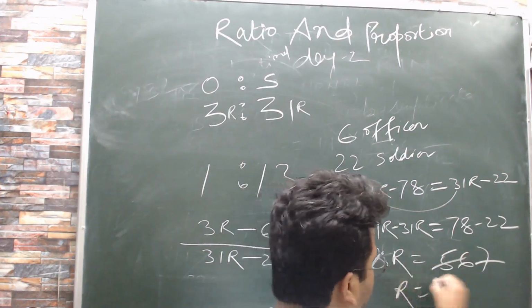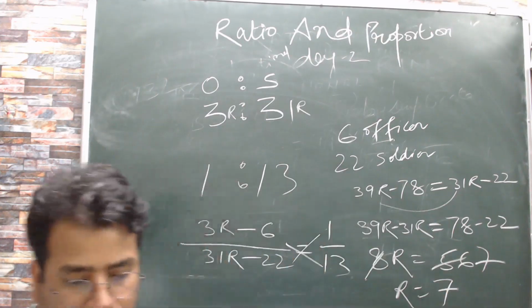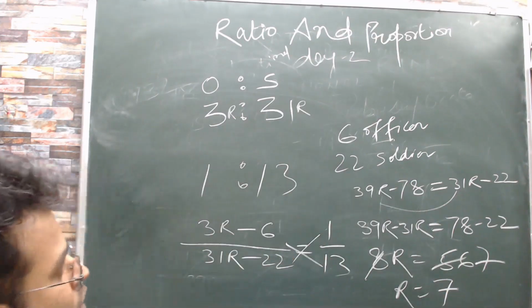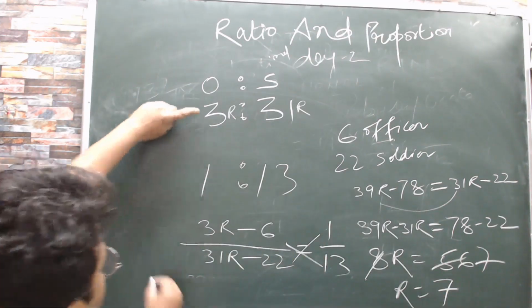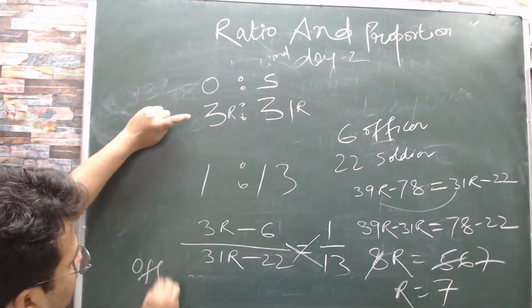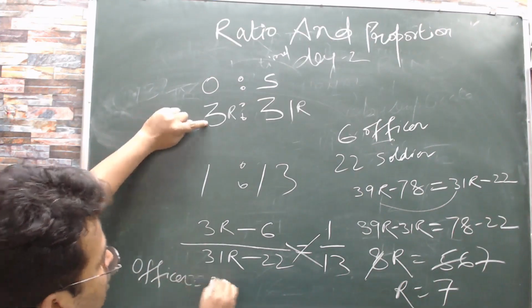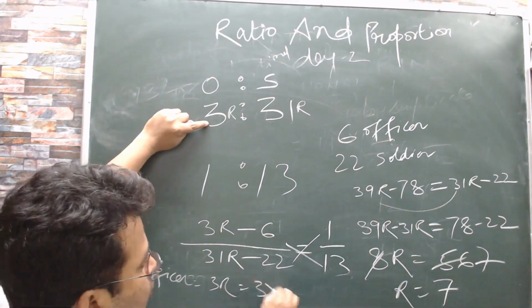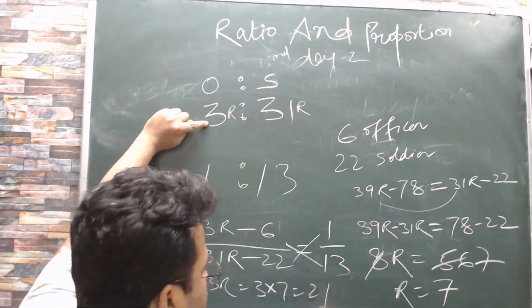So the value of R is 7, right? This is the value of R. So originally the officers were 3R. So 3 and the value of R is 7. It means 21.